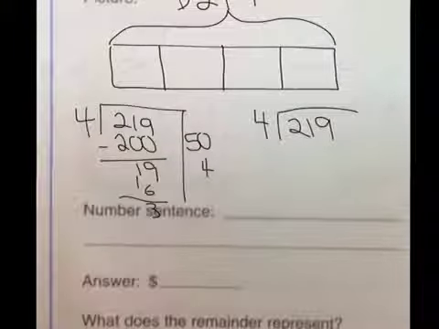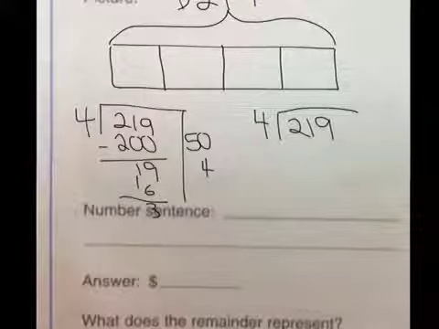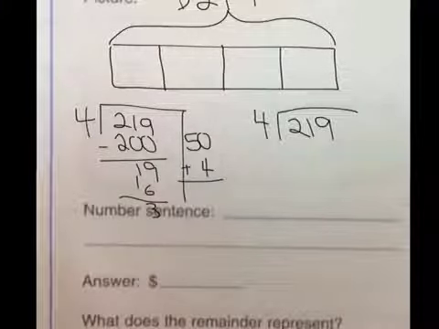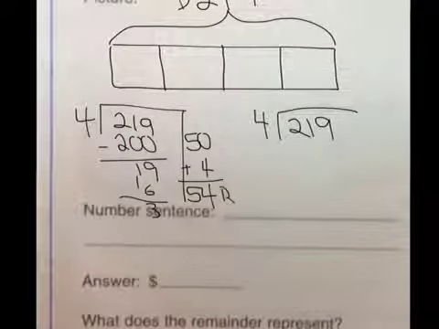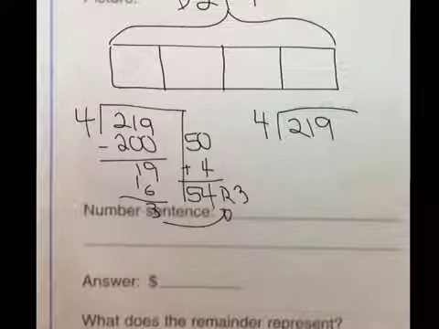A 3 as our remainder. And let's add this up. How many 4s are in 219? 54. Okay, with a remainder of 3. Right? Okay, let's do it the traditional way.